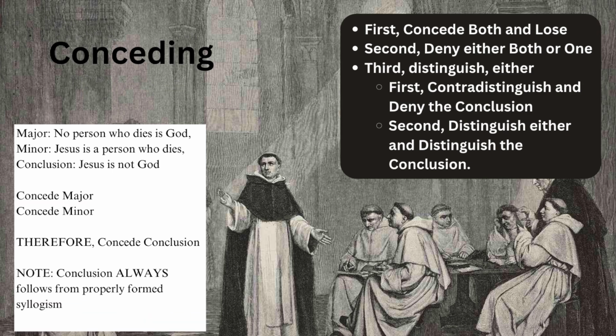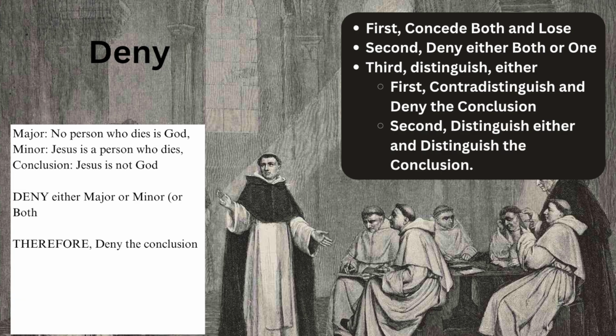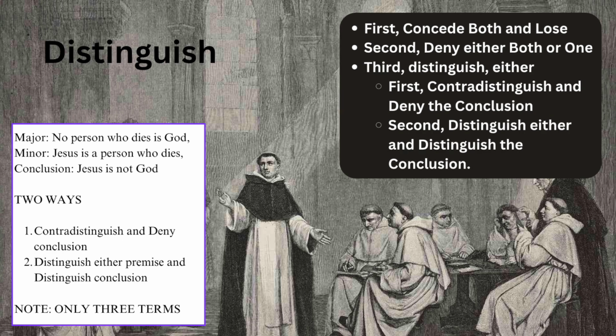First, we could concede the major and minor premise. At this point, we would be conceding the falsehood of Catholicism. Or if the major and minor premise are correct and the form is valid, then the conclusion necessarily follows. Second, we could affirm one of the premises and deny the other, or we could just deny both. Third, we could distinguish. It is a rule of syllogisms that they must have only three terms. If they have four terms, then you suffer from the fallacy of equivocation.